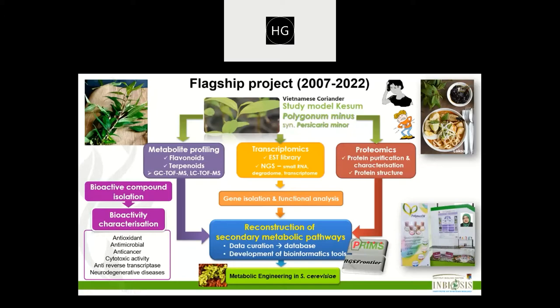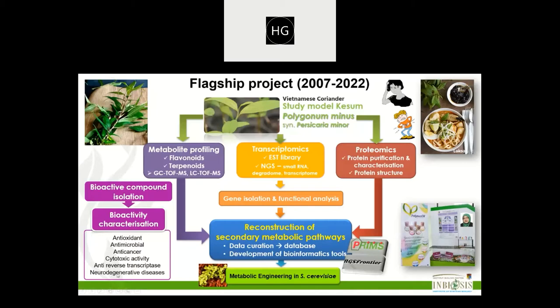And apart from that, it also has phytomedicine value to treat dandruff as well as diarrhea or stomach discomfort. So it's rich in a lot of flavonoids that are important as antioxidants. And also Dr. Ai has found that it has anti-reverse transcriptase activity, also good for neurodegenerative diseases. So the work is still ongoing.